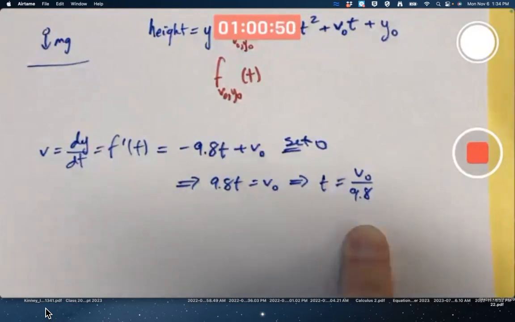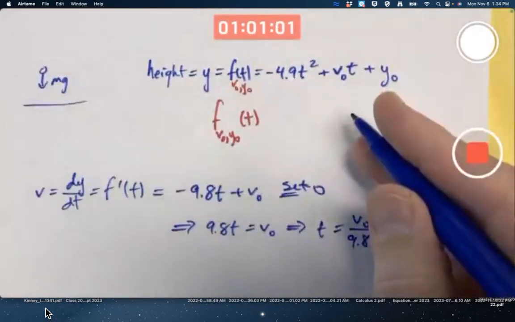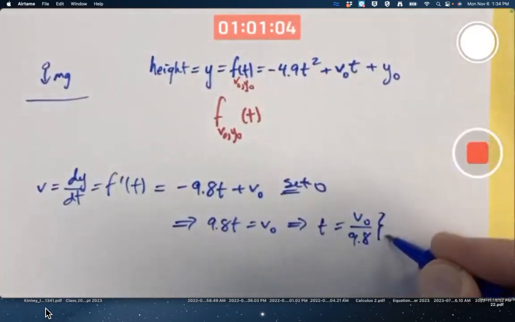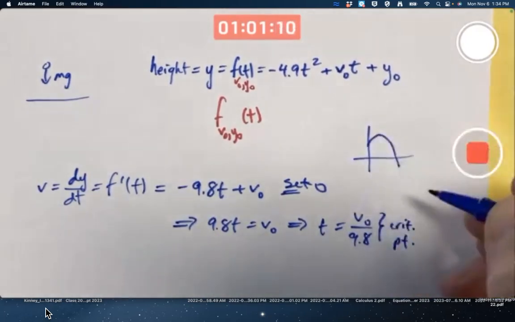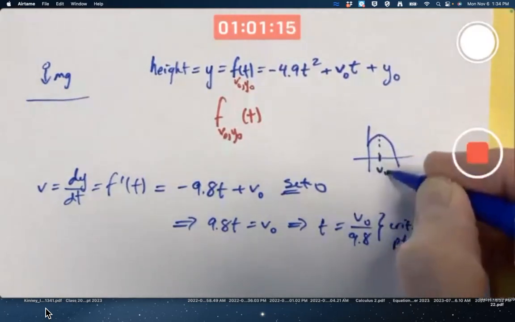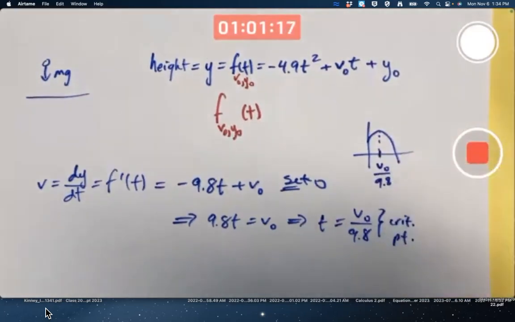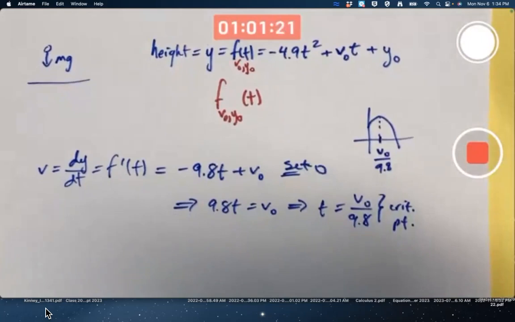I can plug in any initial velocity into that to find the time for the maximum height. What's the maximum height itself? I'd have to plug this into the function itself. And by the way, it's your critical point, and it will be a maximum because we know graphs of things like this are downward opening parabolas. This is at v naught over 9.8, v naught over g. Plug that into the function to find the max height.